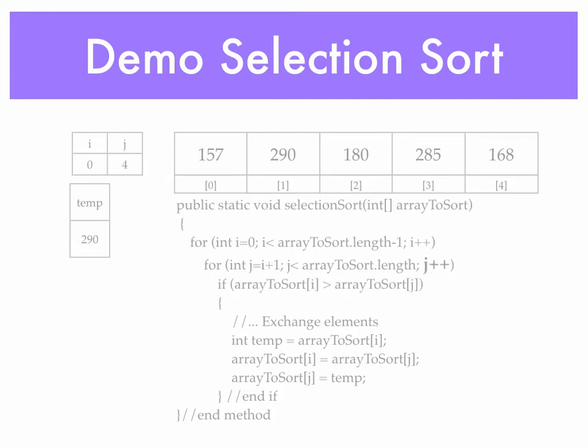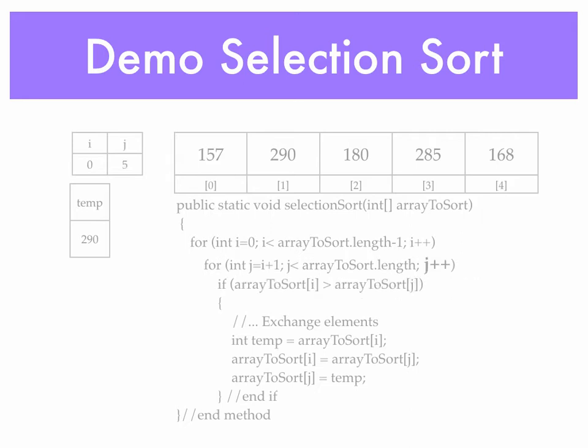We increment j. j now has a value of 4. Is j less than length? Yes, it is. We ask the question, is what we find at position i, that's 157, greater than what we find at position j? j is a value of 4. In position 4 is 168. What's at position i, 157, is not greater than what's at position j, 168, so we do not go into the block of code. We'll increment j.